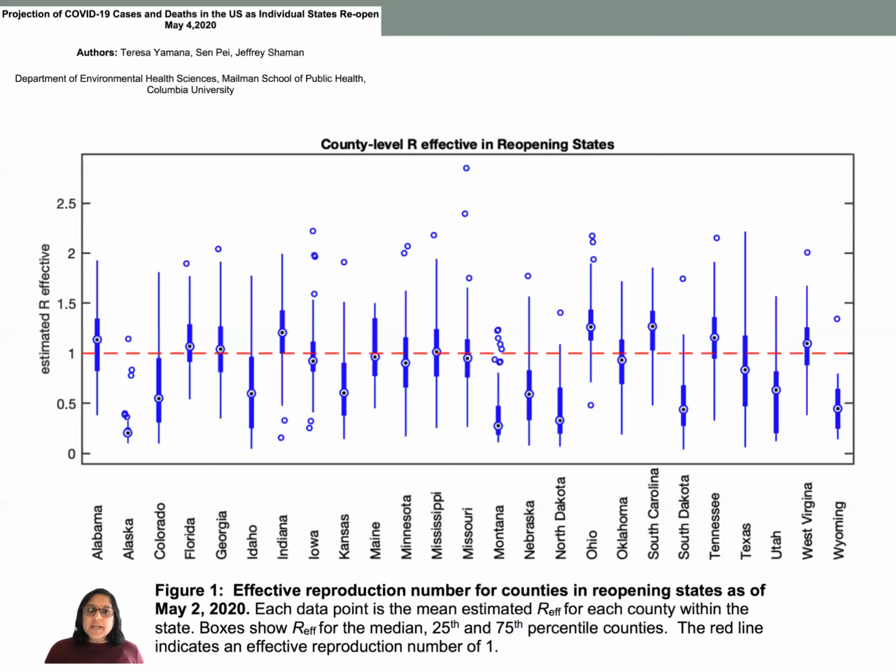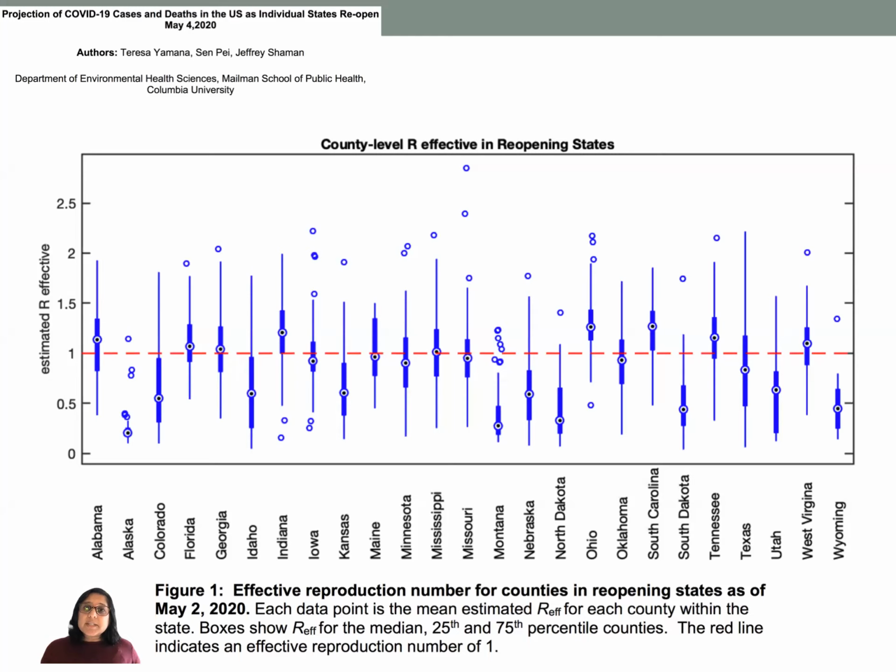Now, what's interesting is that these are the R naughts of these states at the time when they are proposing to reopen their economies. And what you can see is that some of these states are pretty low. Often these states have lower populations, so it's easier to contain the virus. But for a lot of these states, the R naught is just around 1 or even above 1, such as in Ohio and South Carolina, and here in Indiana.